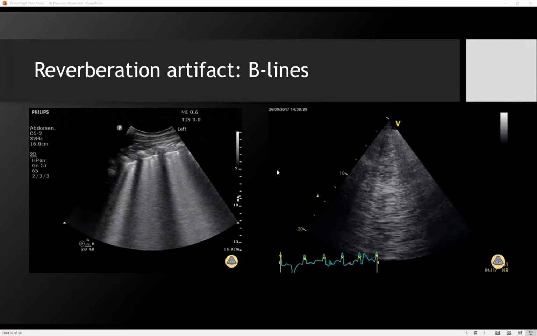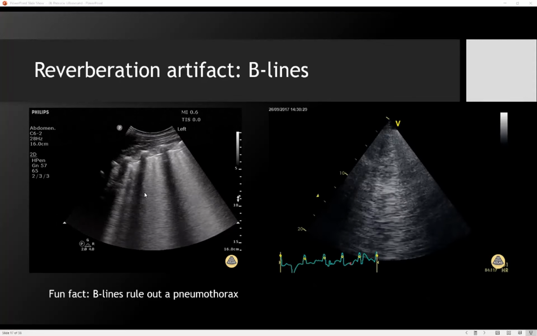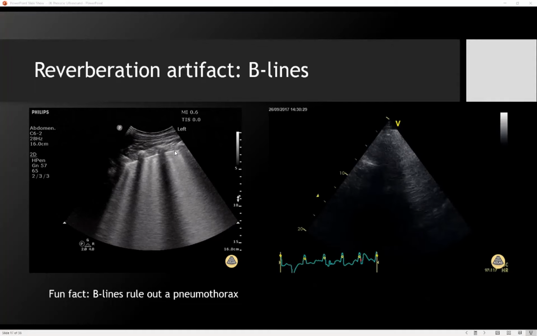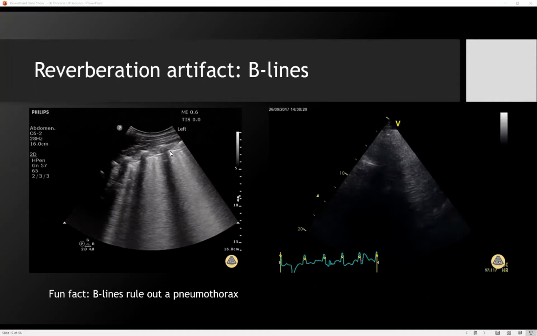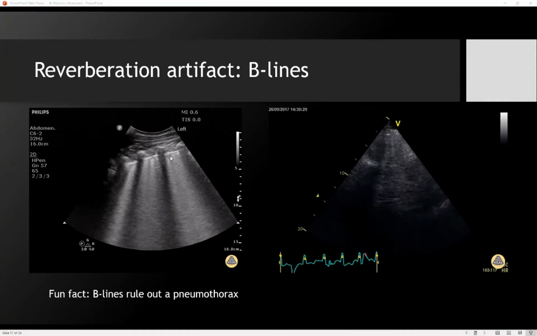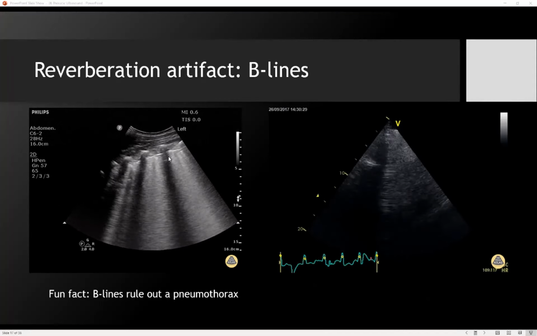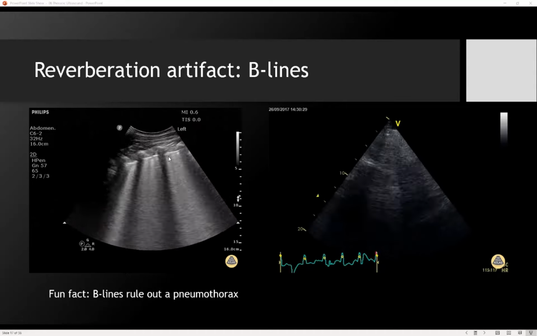And one fun fact to know about B lines is that they do rule out a pneumothorax if you find them, because they're moving along with a pleural line and with lung sliding. And so lung sliding is the same idea, that lung sliding sort of rules out a pneumothorax at that spot. So B lines will also rule out a pneumothorax. Now, where do B lines come from? So they're also a reverberation artifact.